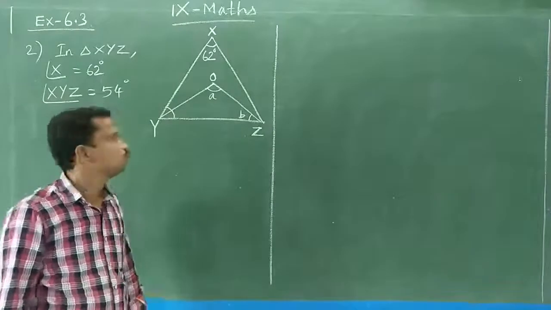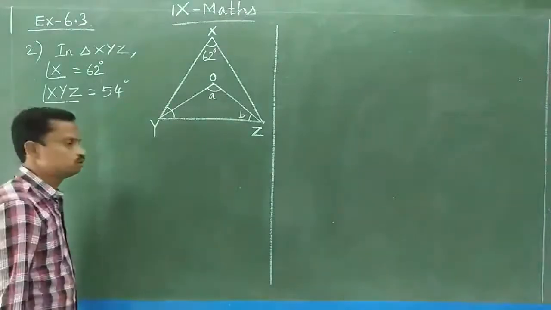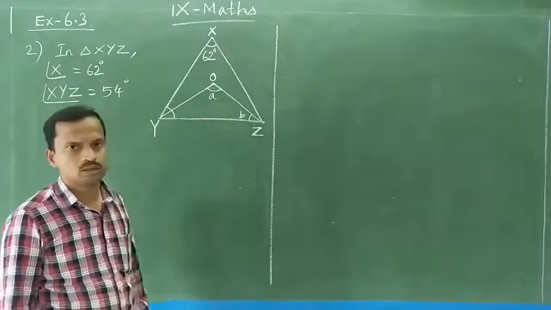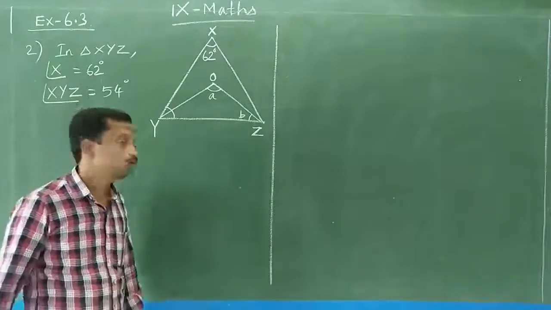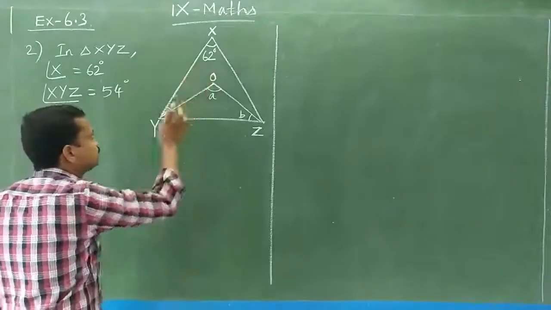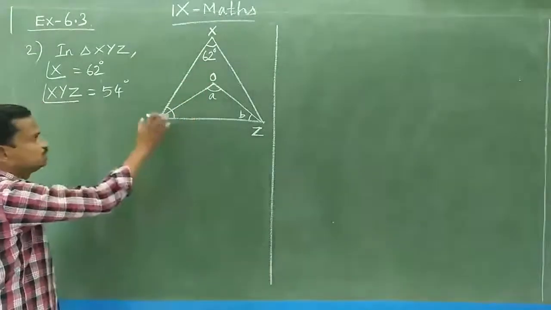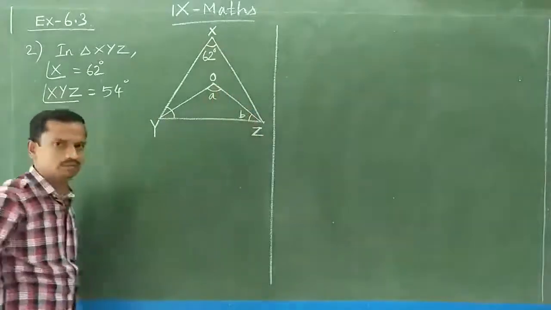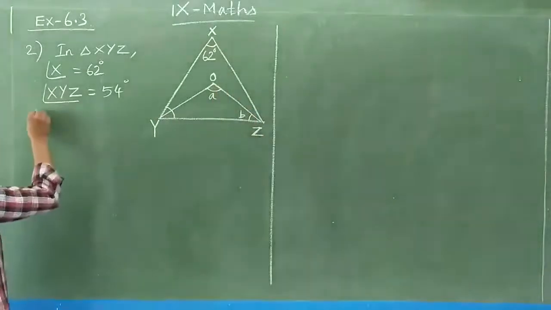Is it clear? So now, first of all, we have to be very clear about the given figure. What is the given part and what is the question part. So we have to observe very carefully. And now, angle X and this angle XYZ are given. We try to find the full angle XZY. Clear?